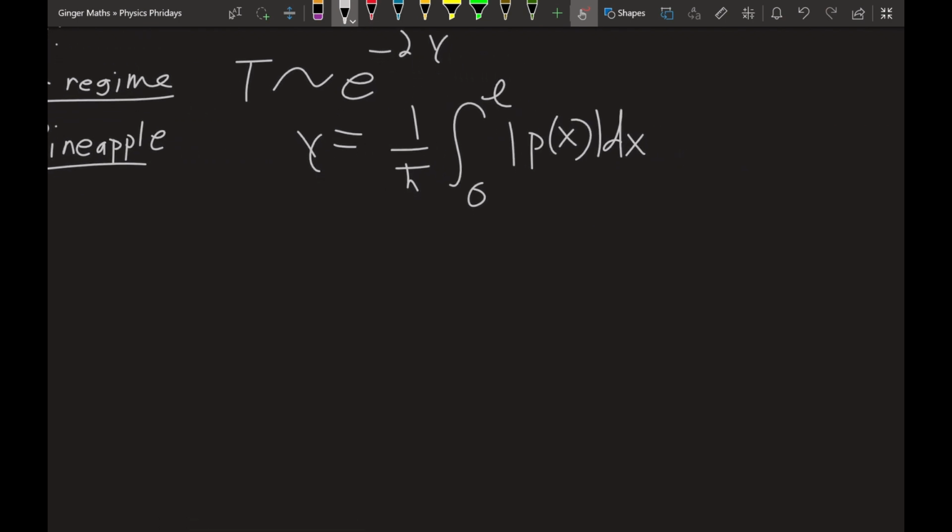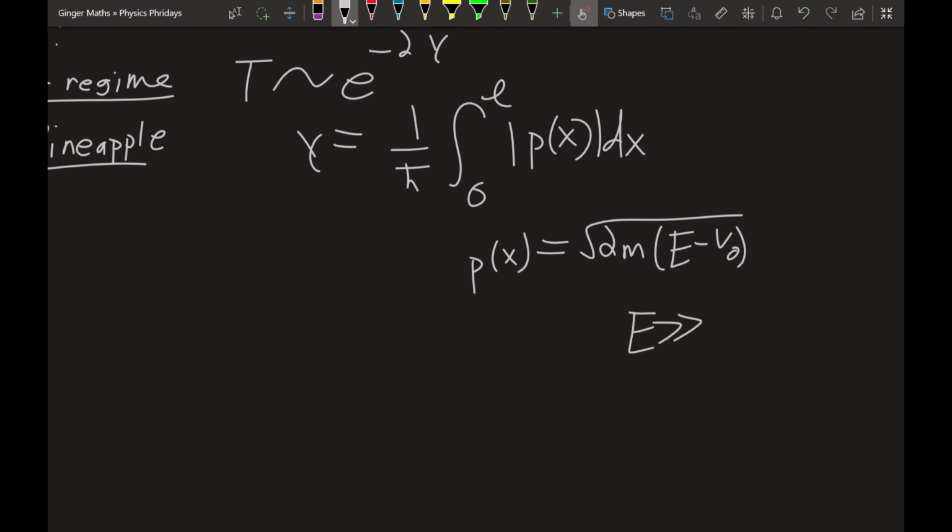Basically, we know that our momentum is just going to be the square root of 2m times E minus our potential, V naught. I am assuming that's just going to be a constant potential throughout. And in fact, to simplify things the most, I'm going to be assuming that E is going to be much greater than V naught, basically such that we can write p as the square root of 2m times E.